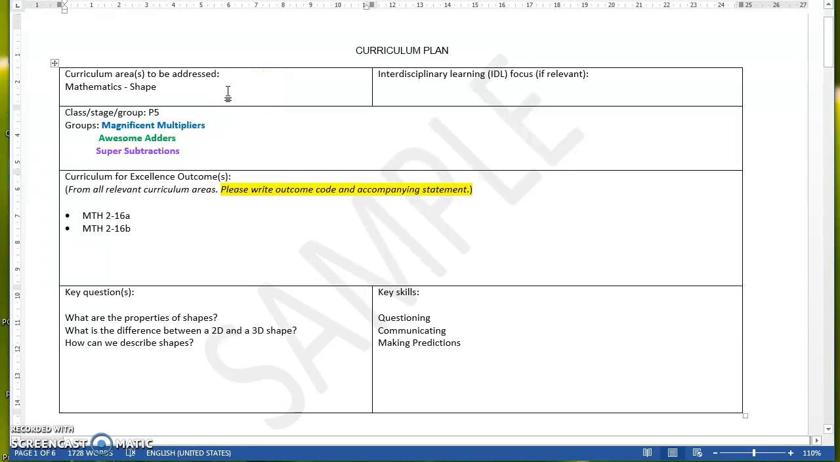I'm going to talk you through the curricular plan. You've got a copy of this, so we'll just have a look at it and talk through it, and hopefully that will give you some ideas about how to complete your own curricular planning.